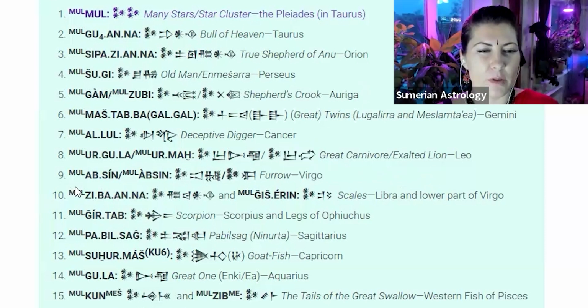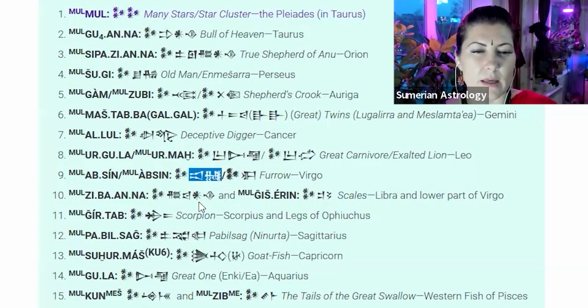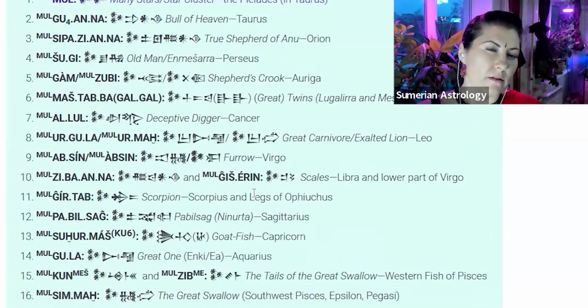Next, we have Mul Absin, also written Mul Absin. Here we have the Ab sign. Here's the Sin 2 sign. Together they mean furrow or seed furrow. If you tilt your head to your left, you will see that this sign right here kind of looks like a vial, maybe like a glass beaker. This is indicating an open vessel.